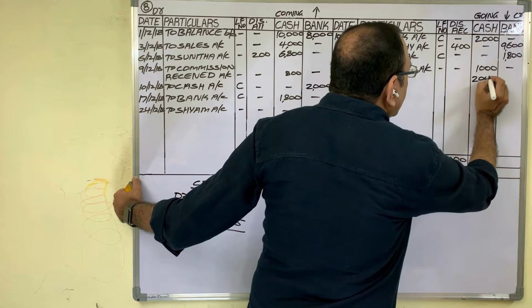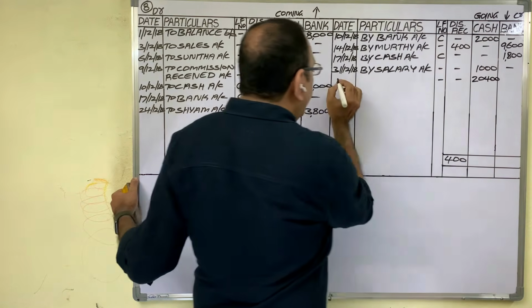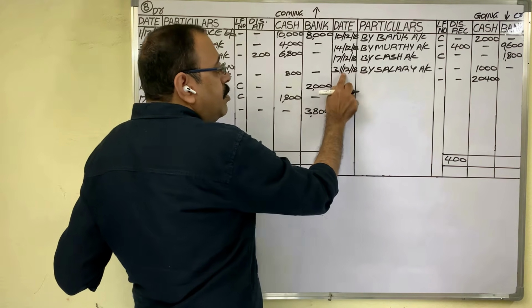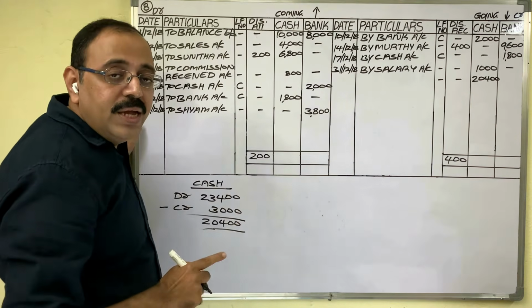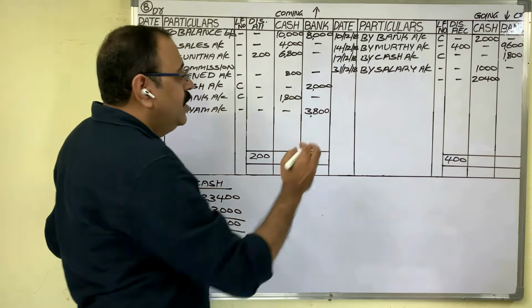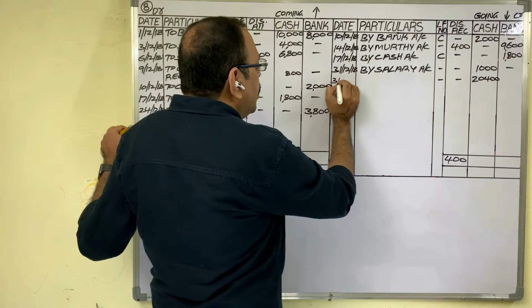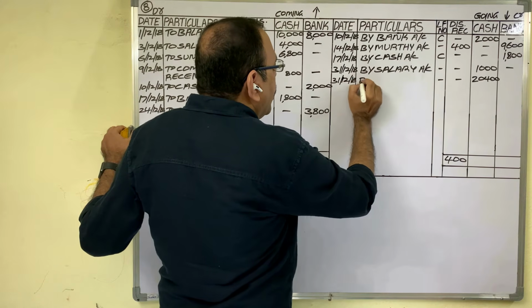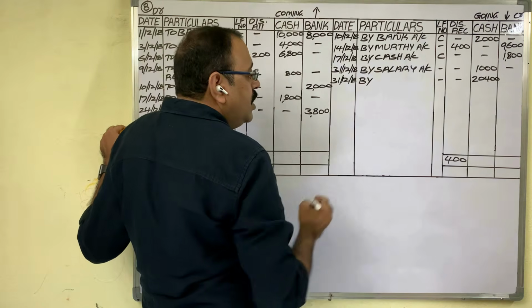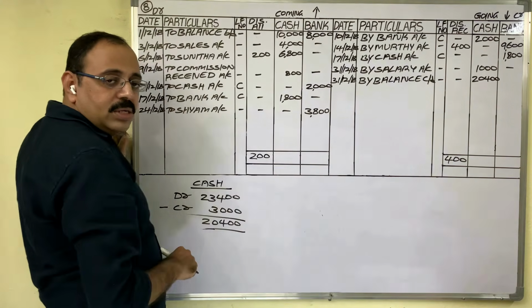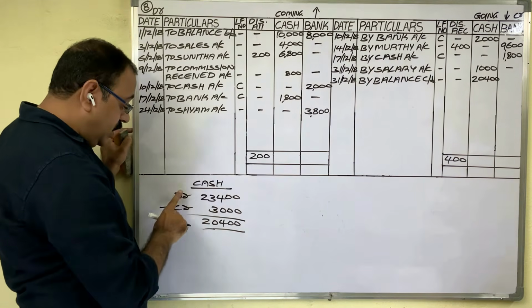20,400 in cash column. For that, date should be last date of the month. December month the problem is given to us. In December month, last date will be 31st. 31st December 2018. By what to write for answer? Balance carried down. Two sides put the totals. Which amount? Debit amount.